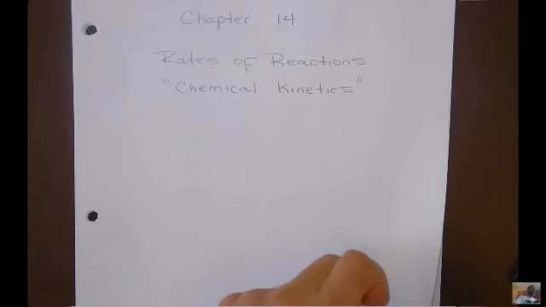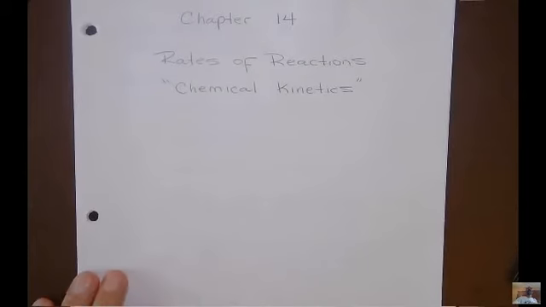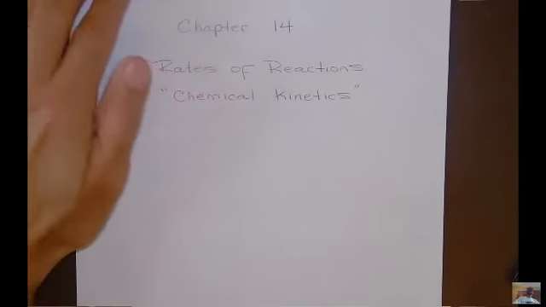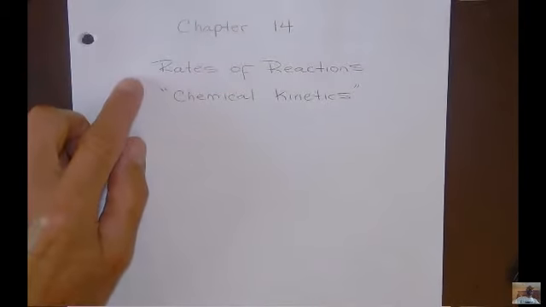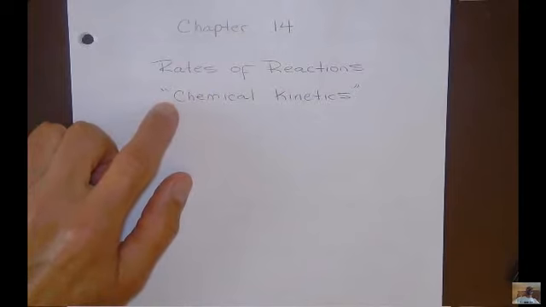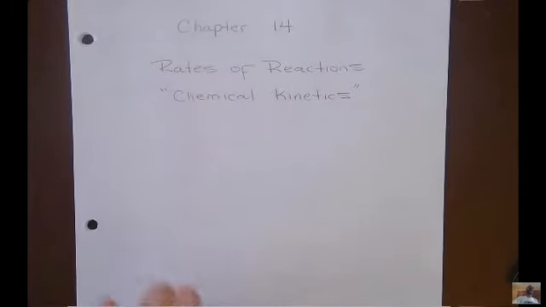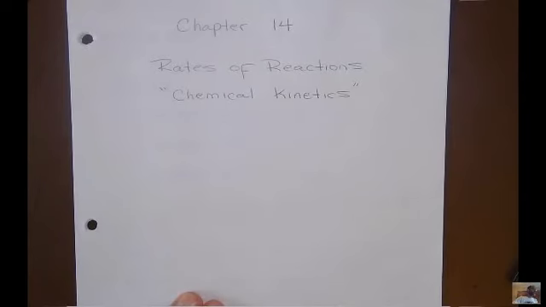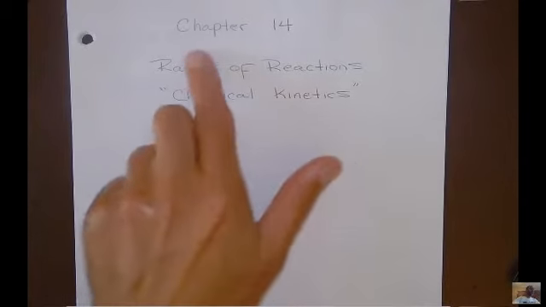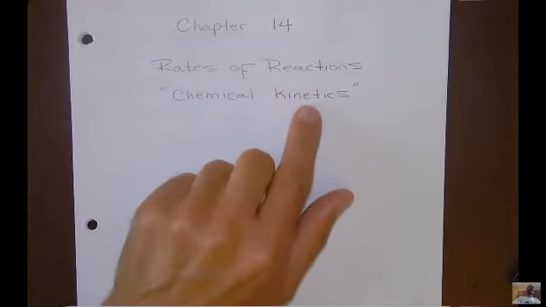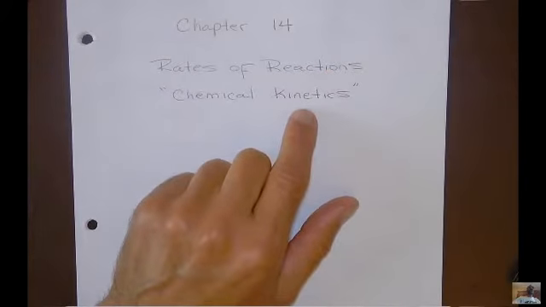My estimation is that we should be able to do this in either 3 videos or 4 videos of an hour each. Chapter 14 is on the rates of reaction, also called chemical kinetics. So this is the first and only time in general chemistry, and honestly, in most chemistry courses that you're going to take, where you're actually going to discuss how fast a chemical reaction occurs as opposed to how much of a material you make, okay?